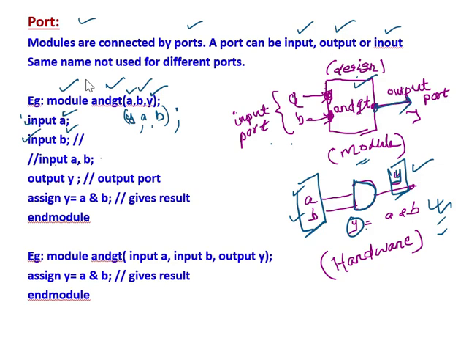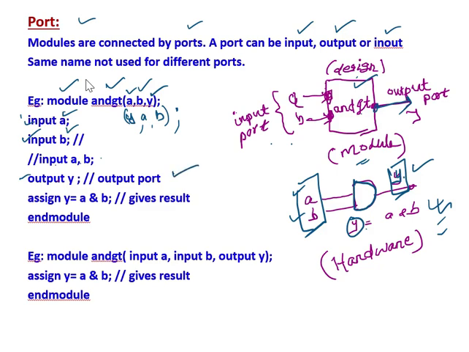Then the next one is the output declaration. This was the input declaration, and the next is the output declaration. I have to declare the output port, so I use the keyword output, and here the output is Y, right? So I have given Y as output. This is my output port declaration.